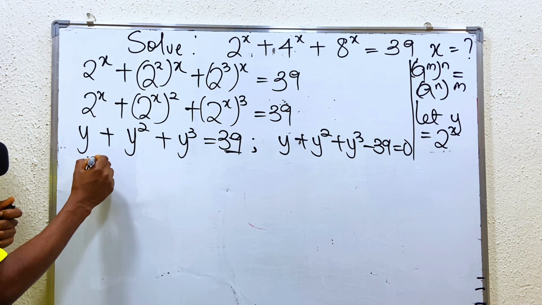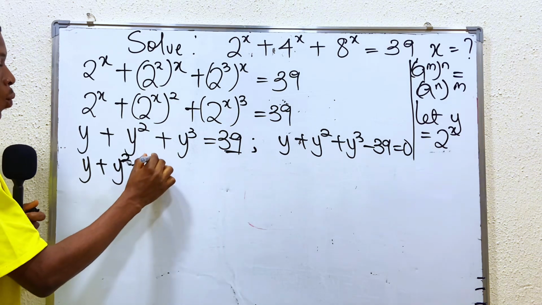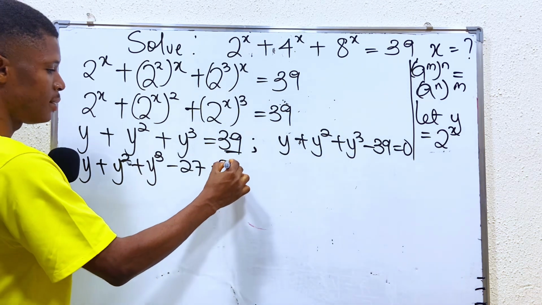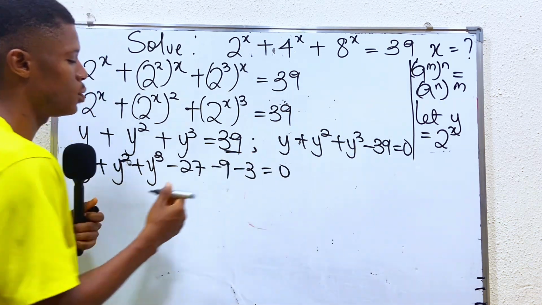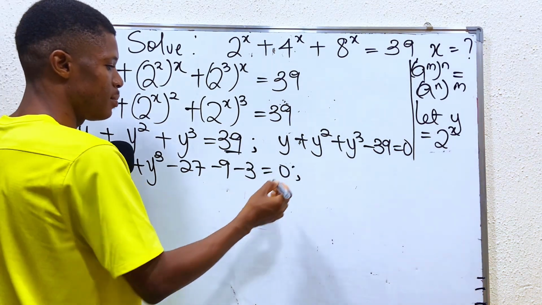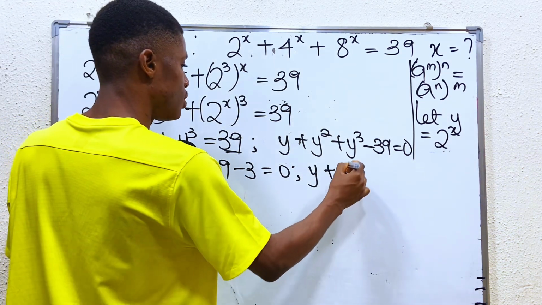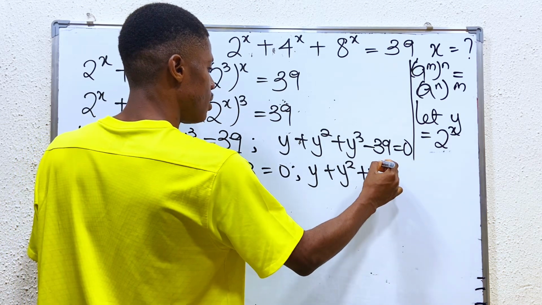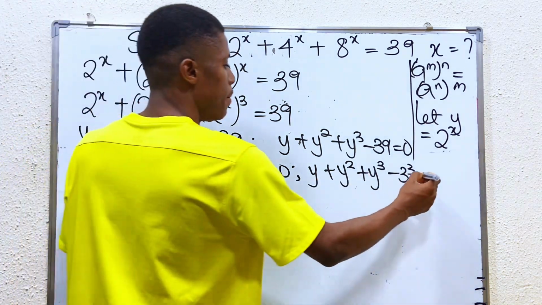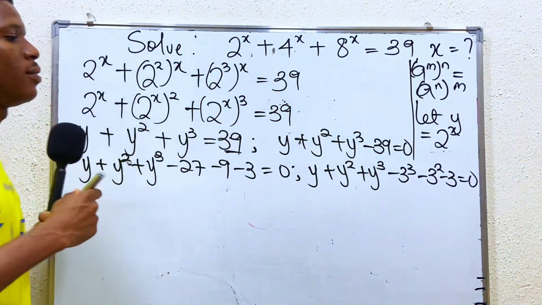We have it at y plus y squared plus y cubed, then since we have minus 27 minus 9 minus 3 is equal to 0, right? So let's rewrite it. We can now write this particular expression again to be y plus y squared plus y cubed minus 3 cubed, as I said earlier, for 27, minus 3 squared for 9, minus 3 is equal to 0.